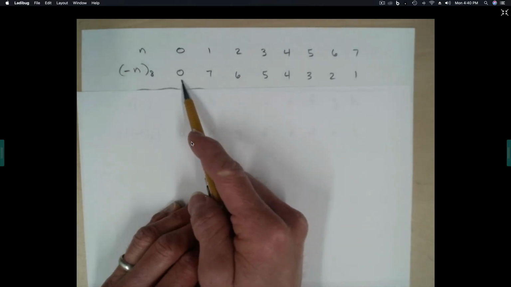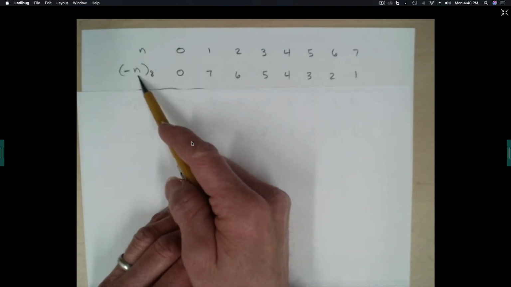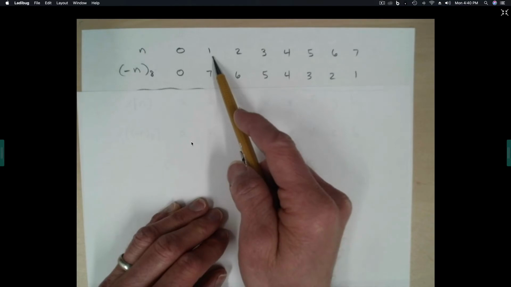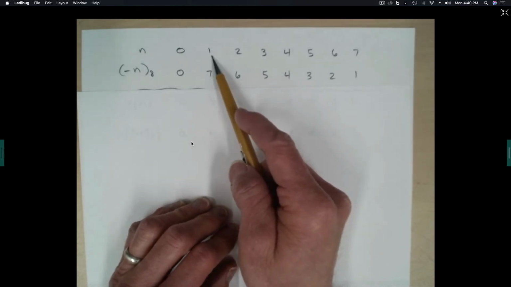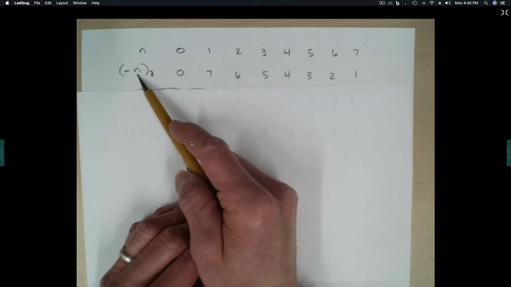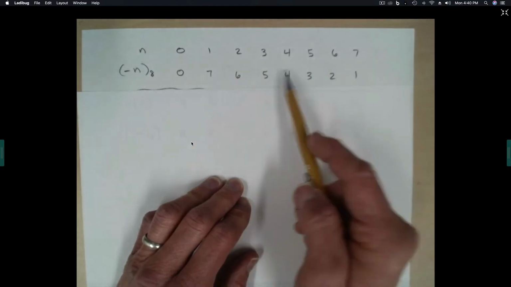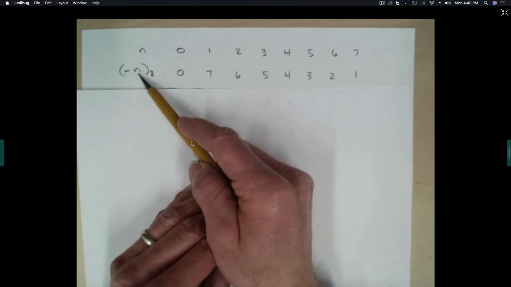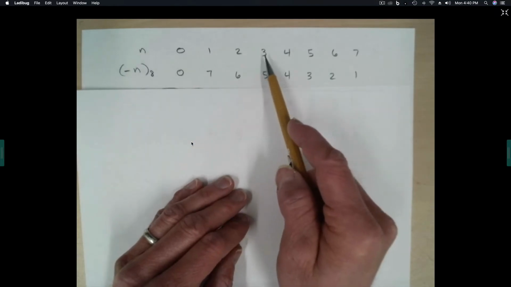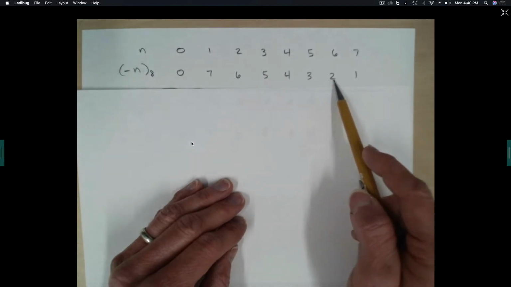Now let's look at the time reversed version of these. So 0, negative 0 is still 0. 0 mod 8 is 0. So that first sample doesn't change. Then when we put in a 1, negative 1 modulo 8 is 7. You take negative 1 plus 8, that gives you 7. That's in the range from 0 to 7, and so we stop there. Plugging in 2, we get negative 2 modulo 8, that gives us a 6. Negative 3 modulo 8 is 5, negative 4 modulo 8 is 4, and so on.